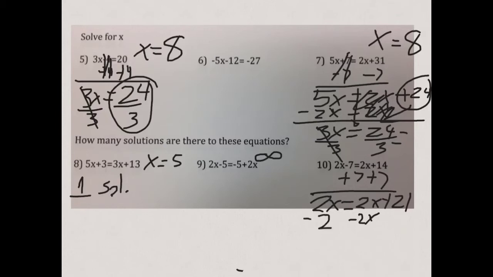But you'll see what happens is this cancels out, which is it becomes 0. When it becomes 0, I'm left with 21. Well, right here, this becomes 0. But ask yourself a question, can 0 ever equal 21? It can't. So, your answer would be no solution.